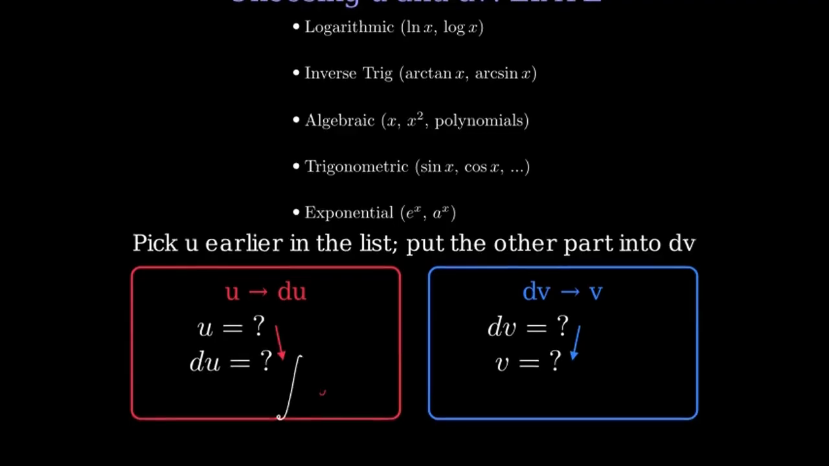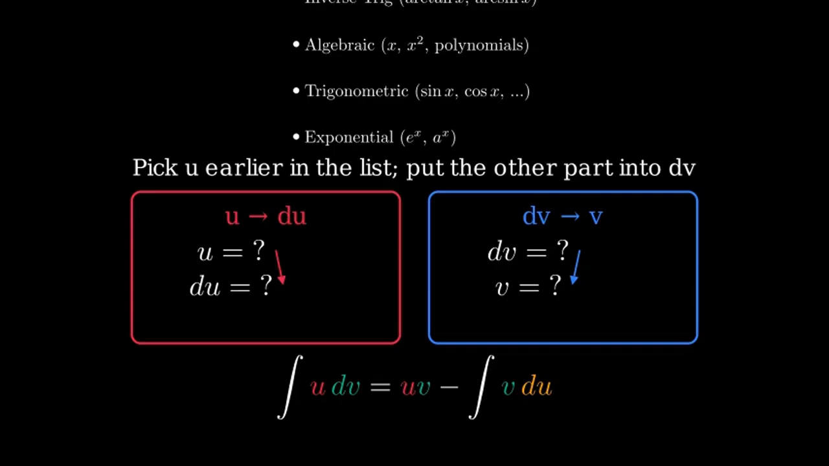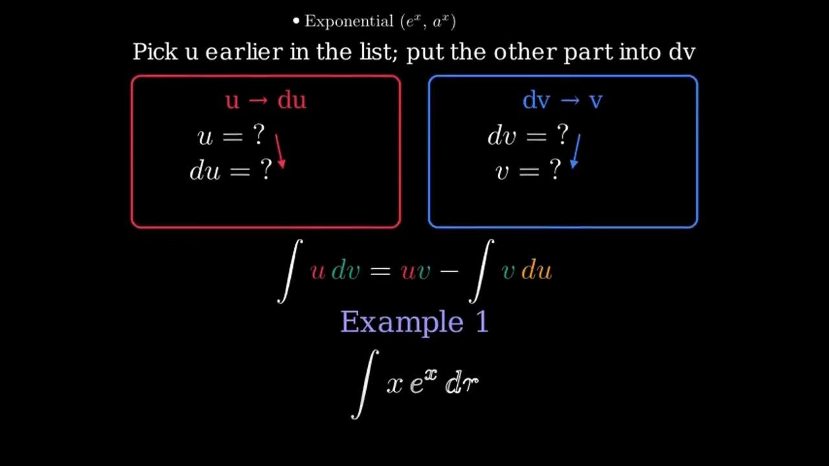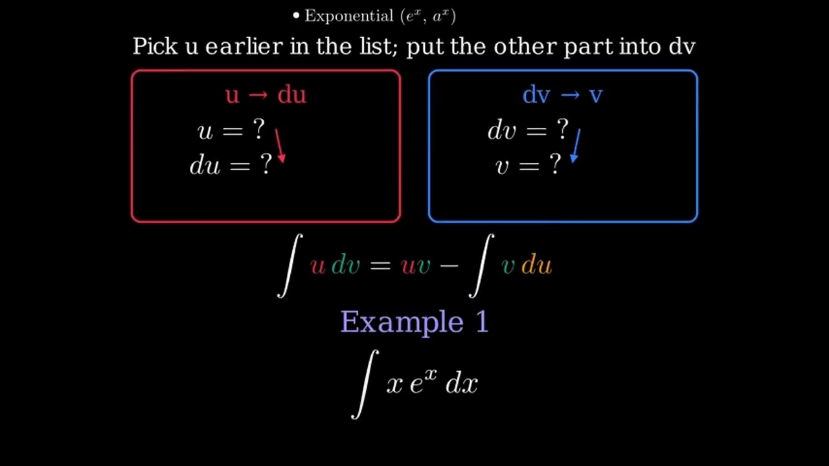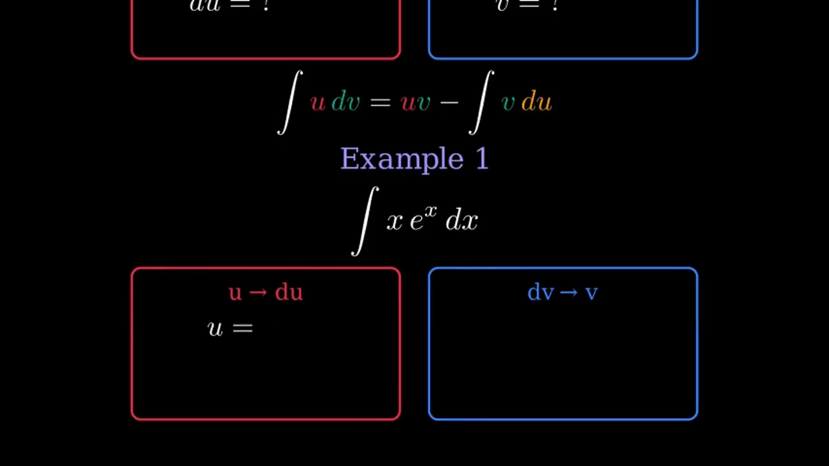Example 1. Integrate x times e to the x with respect to x. By ILATE, choose u equals x since algebraic comes before exponential, and choose dv equals e to the x dx. Differentiate u to get du equals 1 dx. Integrate dv to get v equals e to the x.